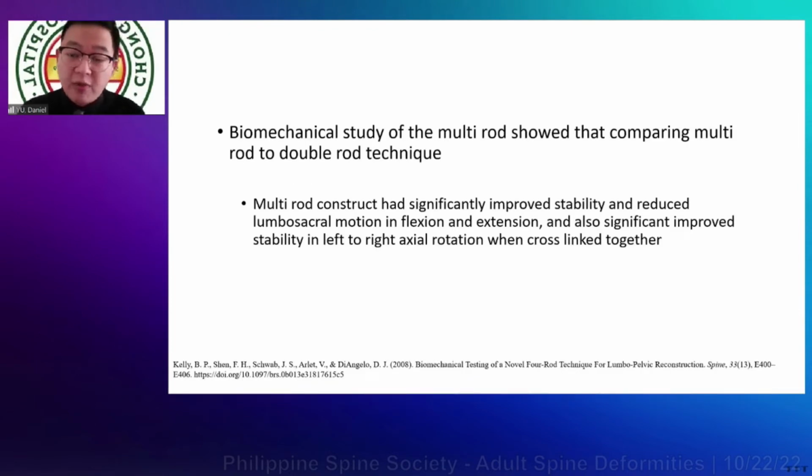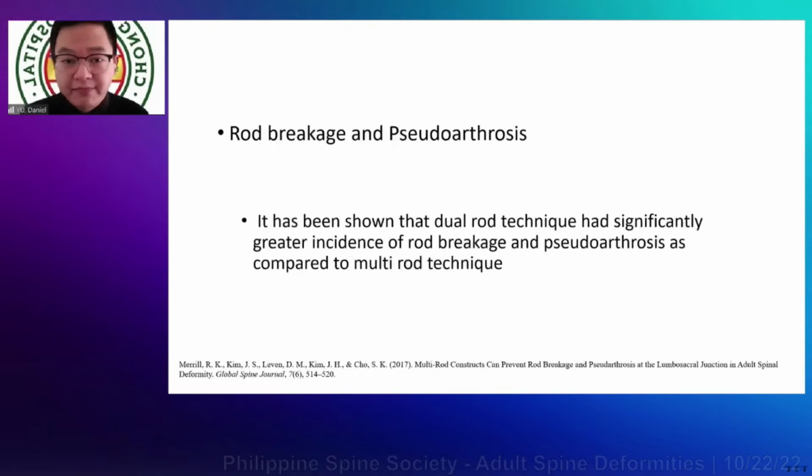A mechanical study of multi-rods comparing multi-rod to double rod technique showed that the multi-rod construct had significantly improved stability and reduced lumbosacral motion in flexion and extension, and also significantly improved stability in left to right axial rotation when crosslinked together. Focusing on rod breakage and pseudoarthrosis, the dual rod technique had a significantly greater incidence of both compared to the multi-rod technique.